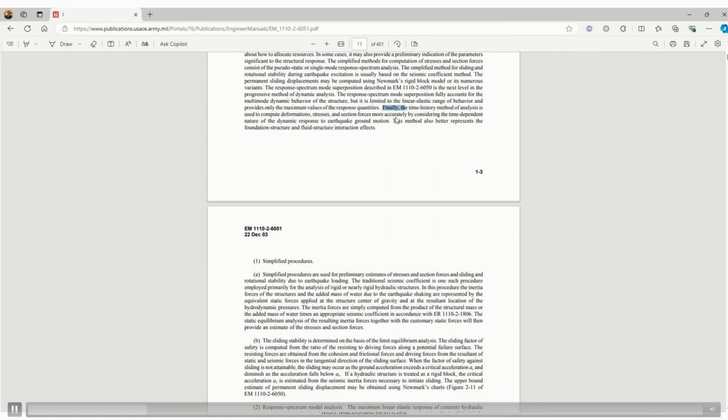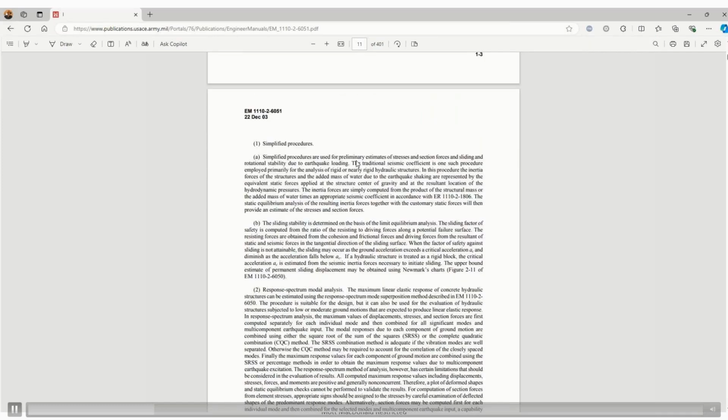Finally, the time history method of analysis is used to compute deformation, stresses, and section forces more accurately by considering the time-dependent nature of dynamic response to the earthquake ground motion. We actually simulate the shaking of the ground here in time history analysis. This method also better represents the foundation structure and fluid structure interaction effects. Foundation structure, of course, we have modeled. For fluid structure, Midas now has an inbuilt sloshing material, but I haven't used it. I have still used Westergaard's added mass approach for fluid structure interaction.